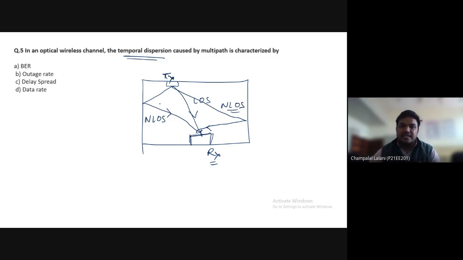The signal that is coming from the non-line of sight path, so this is path 1, this is path 2, this is path 3. They have delay with respect to paths 2 and 3. So this delay can be characterized by tau RMS and tau mean. I have also taken a numerical on this delay, and we will discuss this in the later part of this section. Basically, temporal dispersion is delay caused by the multipath of the signal. So this is also called delay spread.